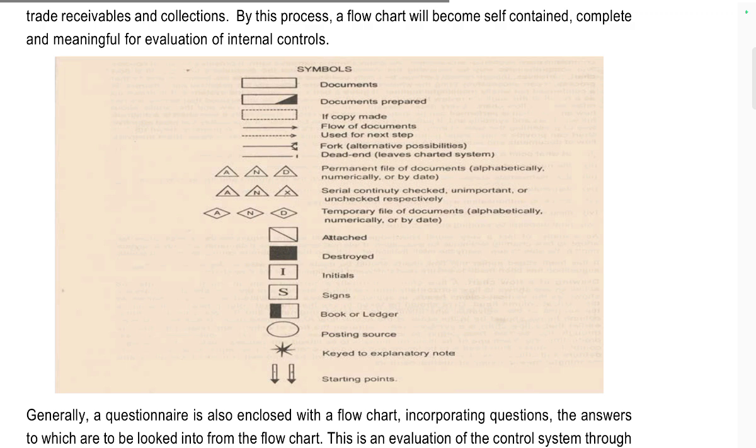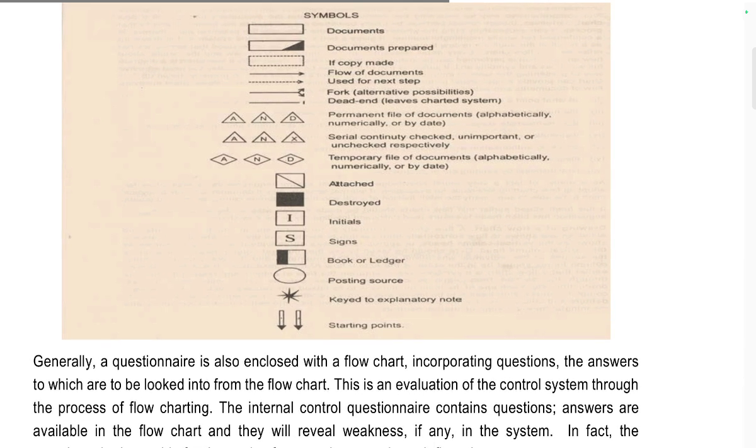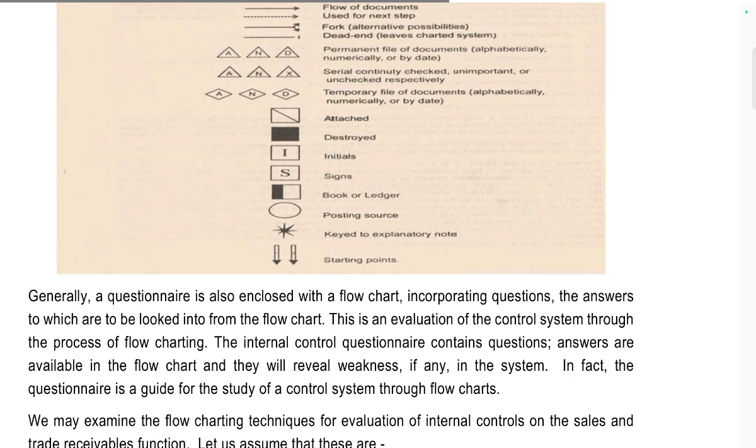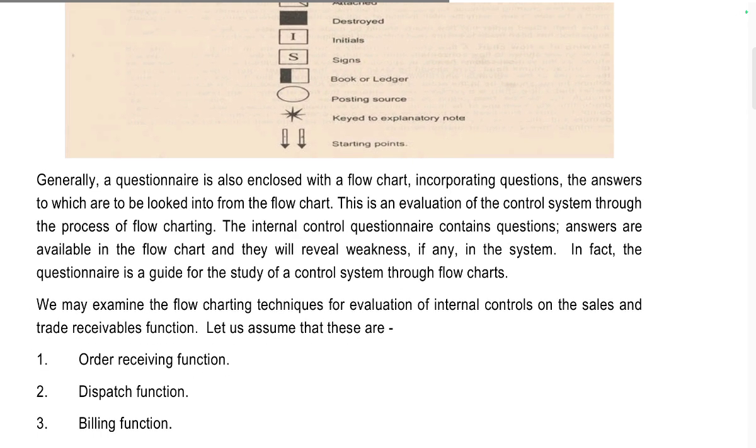Temporary file of documents alphabetically and numerically by date. Attached, destroyed, initial, signed, books and ledger, posting sources, keys, and explaining the starting point. Generally, the questions are also enclosed in the flowchart.